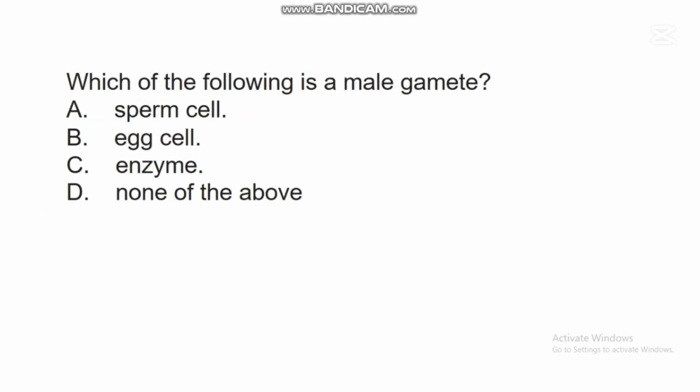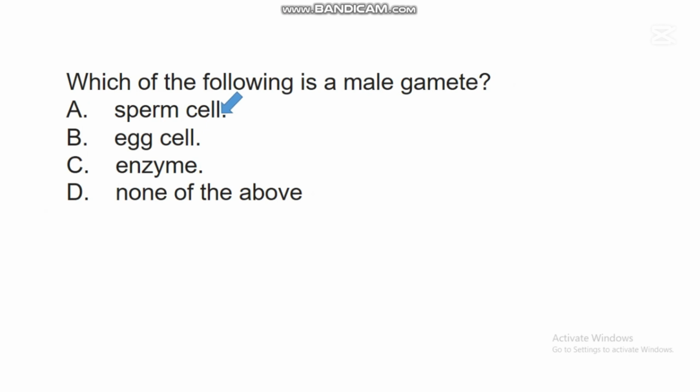The next question says, which of the following is a male gamete? A. Sperm cell, B. Egg cell, C. Enzyme, D. None of the above. In this question, the correct answer is A.